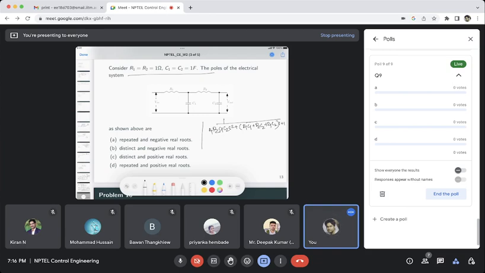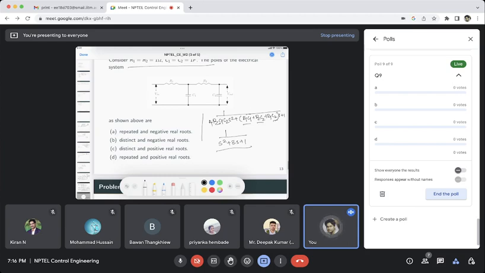So, the simple question, you can just proceed with this, nothing else. If you take R1, R2, C1, C2 to be 1, then this transforms into the transfer function s squared plus 3s plus 1. And we can check the discriminant of this, that is b squared minus 4ac.